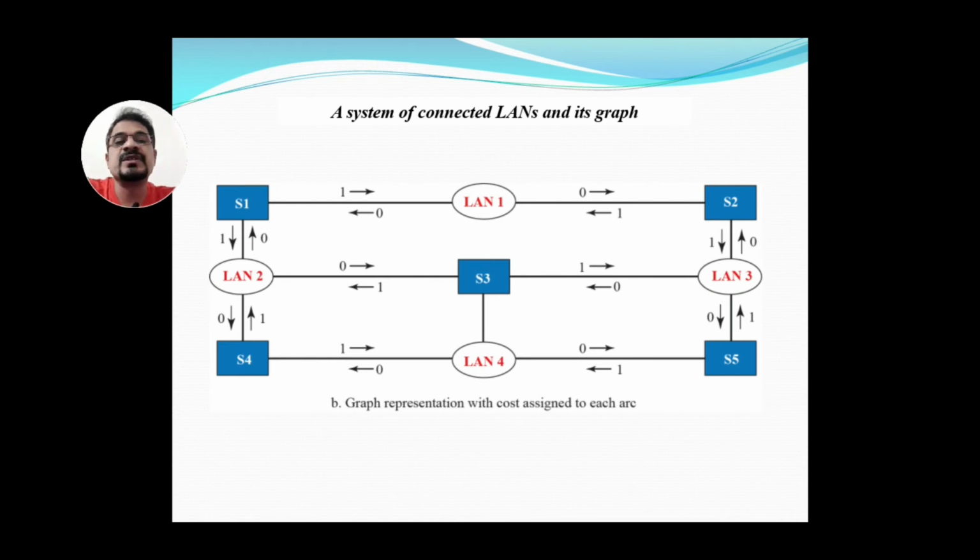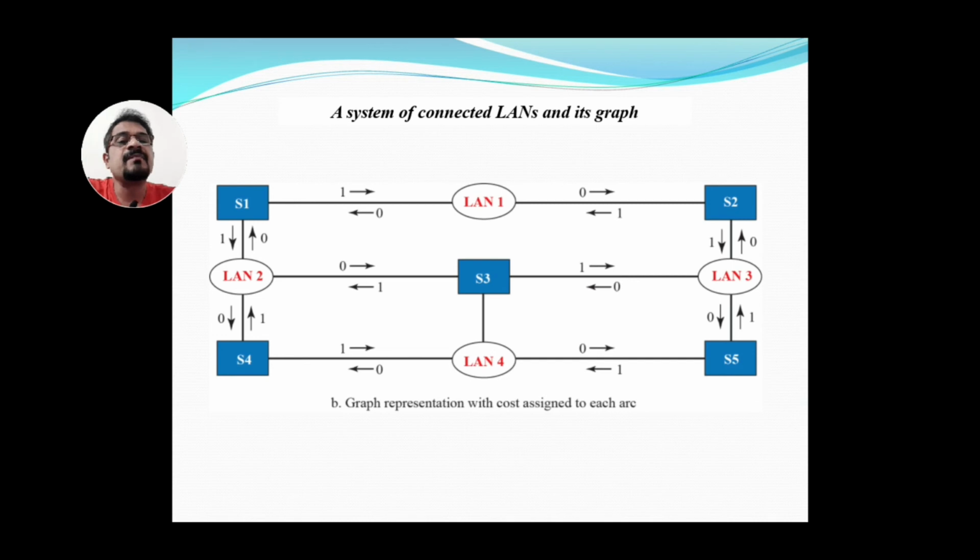Whenever a system sends data to any other LAN network, the cost will be taken as 1. Whenever the data comes from the LAN network to the system, the cost is going to be considered as 0. This is how we can calculate the distance to reach from one network to another network, from one system to another system.